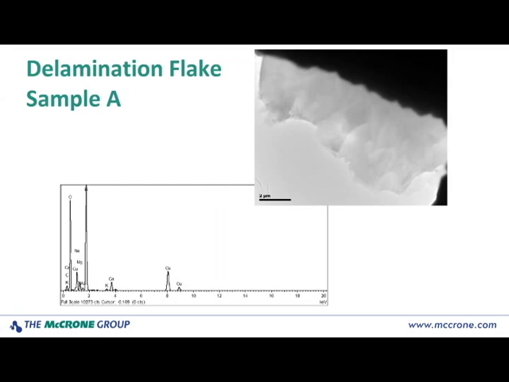And you can see that we've got a spectrum there that I think you probably already recognize as being very characteristic of a glass material. So this is confirmation of what was seen by PLM and also, actually in this case was not seen by SEM, that we do have delamination flakes present.